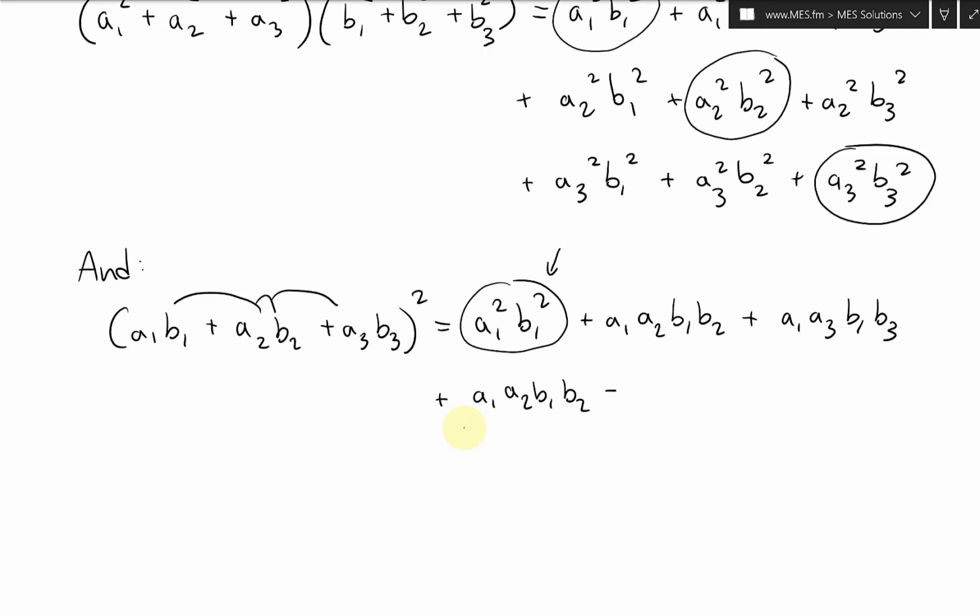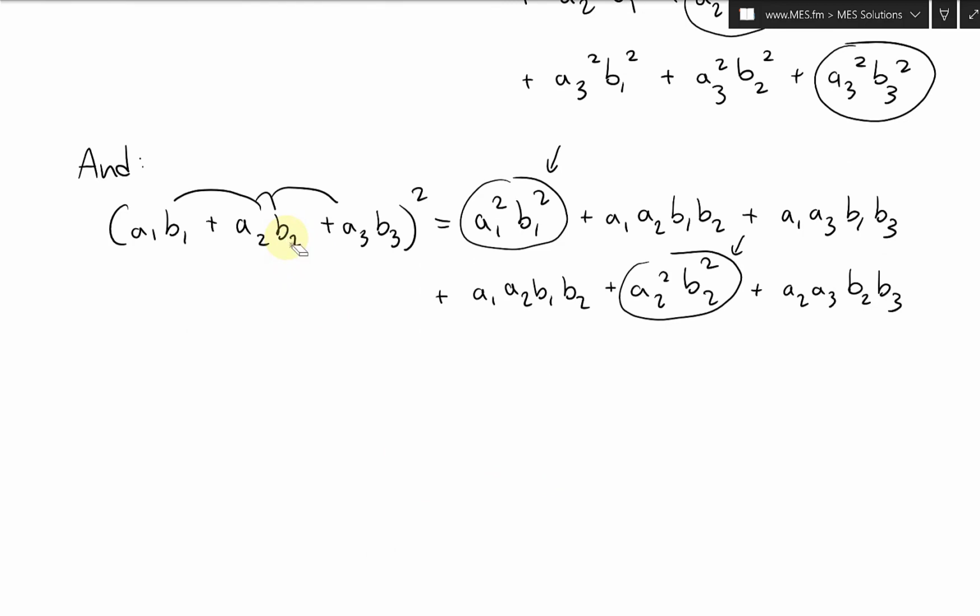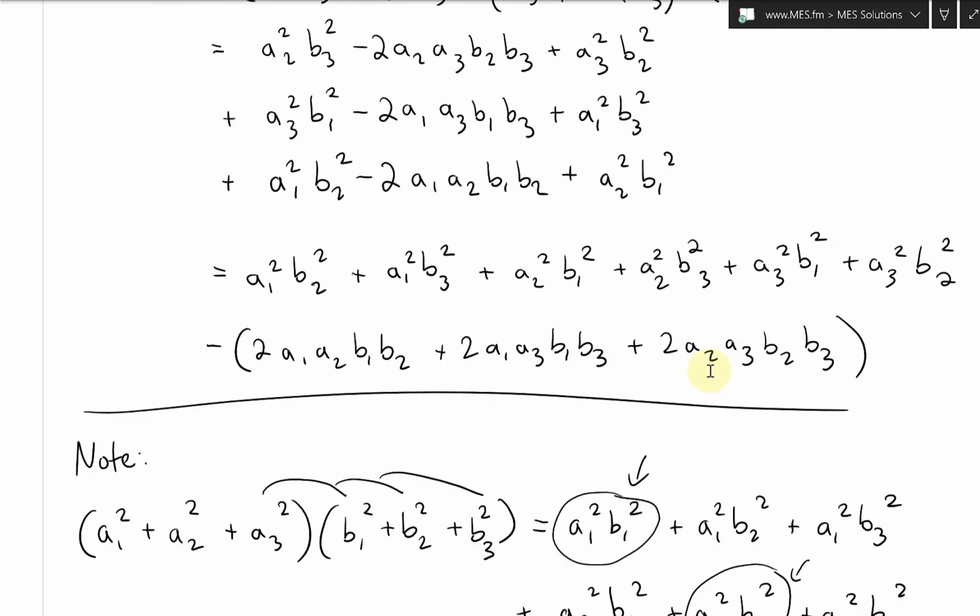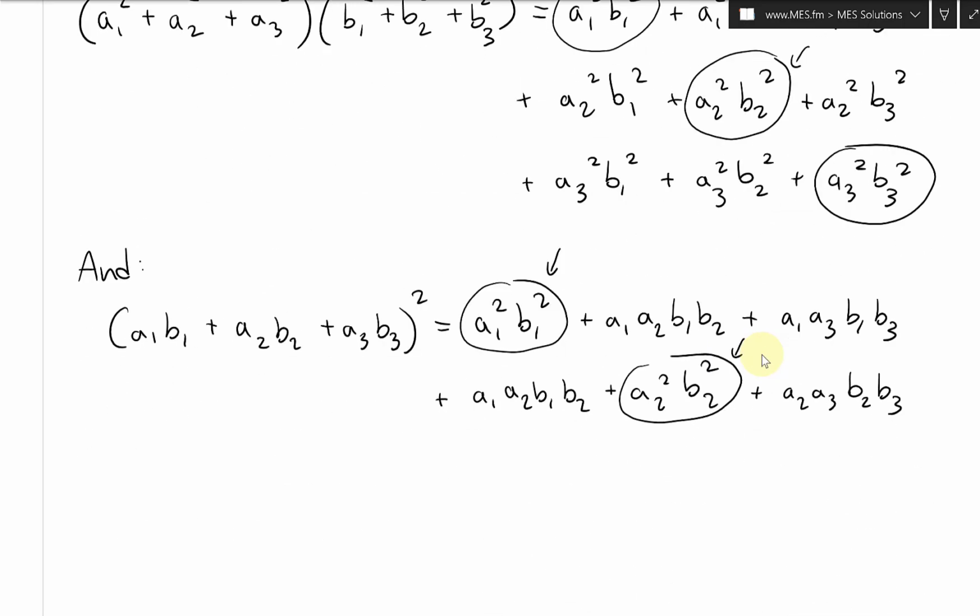And then the next is this by itself, which is going to be a2 squared b2 squared. Notice that this is not inside any of them, but it matches up with this. The next one is going to be a2 a3 b2 b3, and it's going to match up with a different one, the next one here. But again, also notice a2 a3 b2 b3, that's right here.